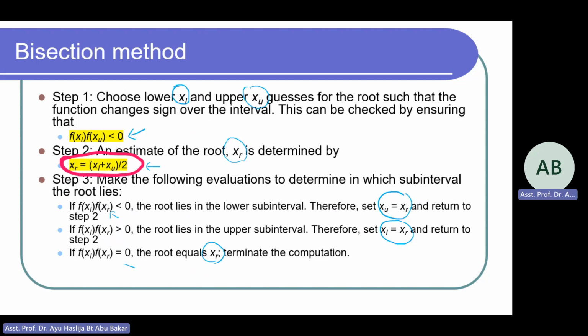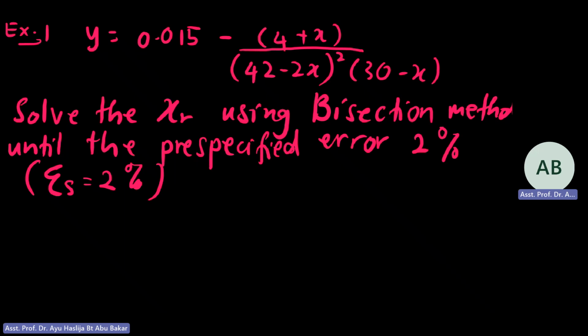But usually the question will give you the stopping criterion, whether ES or the amount of iteration. Okay, we'll go through the exercise. This one, using the previous exercise, the example 1, the same equation over here. Solve for XR using bisection method until the pre-specified error is 2%. Okay, this is your stopping criteria. ES equals to 2%. So later on, you must find the EA until below 2.